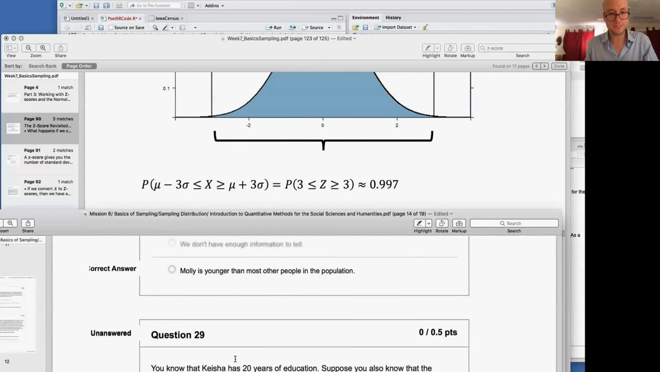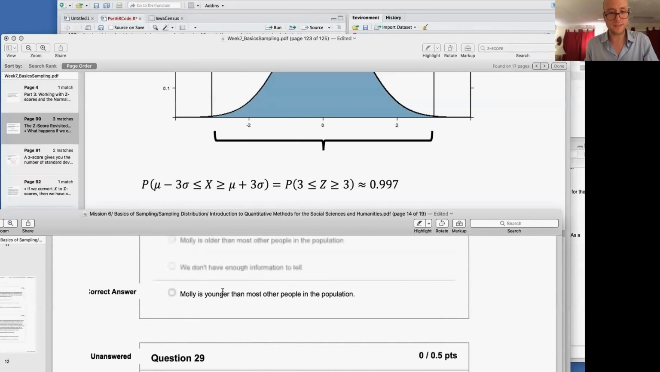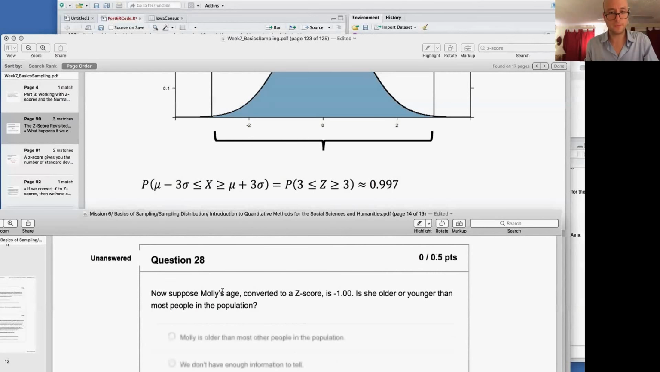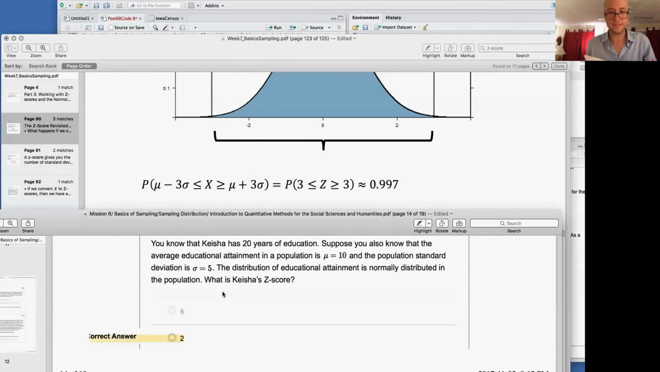Oh, we don't say, we say she's younger. Oh, we don't even ask for the exact probability? No, we don't. Okay, so we don't ask for the exact probability for that one. This you should have known.